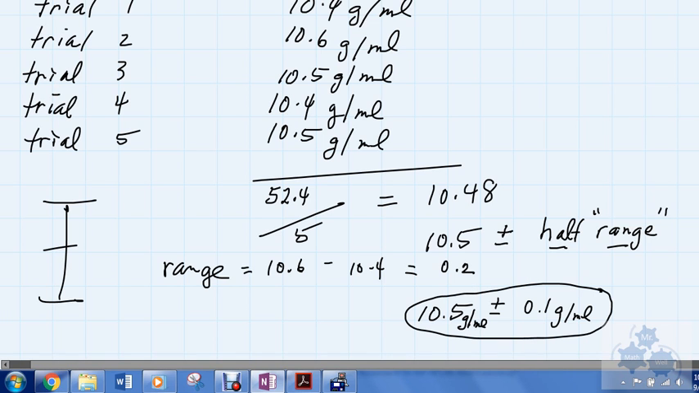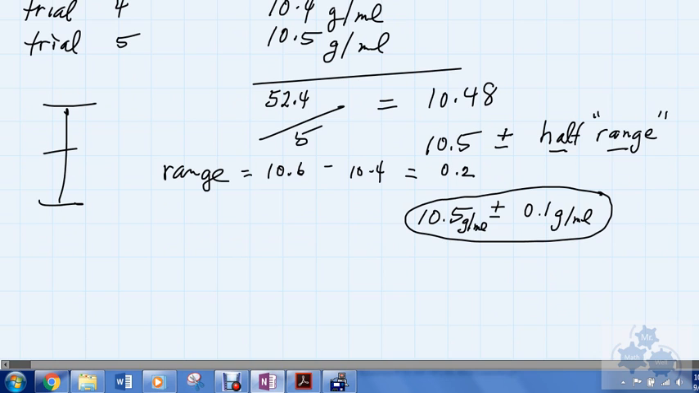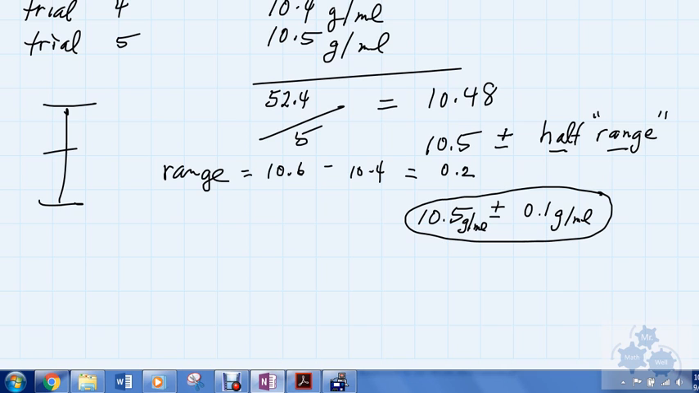And that's a way to express your precision. It indicates to the reader how close your measurements are. If this number is big, that means your measurements weren't very precise, were they? They were all over the map. Okay? All right.